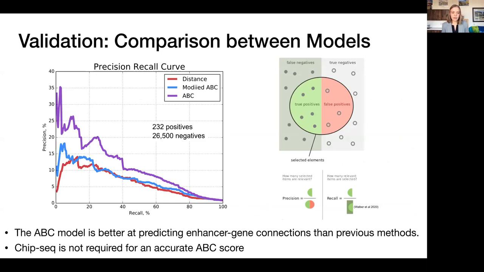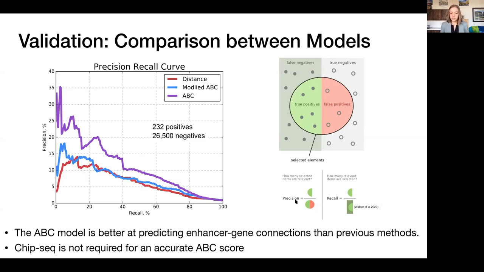In order to directly compare these three models, I created a precision recall curve. This figure explains precision and recall. So in the green, we have the positive elements, or the enhancers and genes that are connected. And in the red, we have the negative elements, or enhancers and genes that are not connected. And in the model, we have the elements that the model predicted to be true.